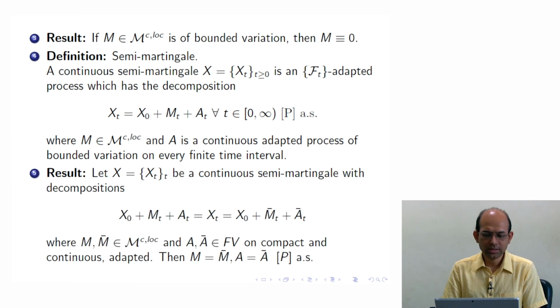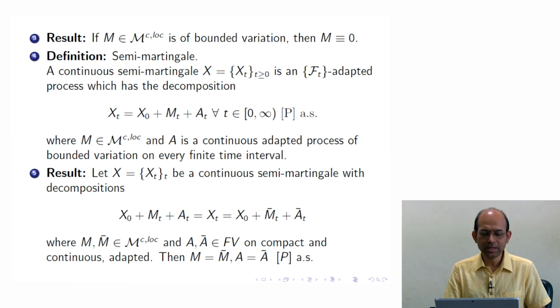Next we talk about the uniqueness of the decomposition. If X is a continuous semimartingale with two decompositions, for example X_0 plus M_t plus A_t, and another X_0 plus M-bar_t plus A-bar_t, where M and M-bar are both continuous local martingales, and A and A-bar are both finite variation processes on compacts, then basically we are saying that these two decompositions are the same.